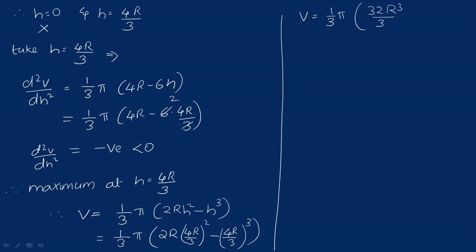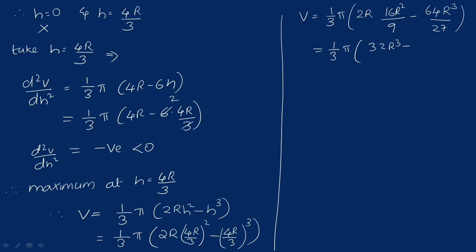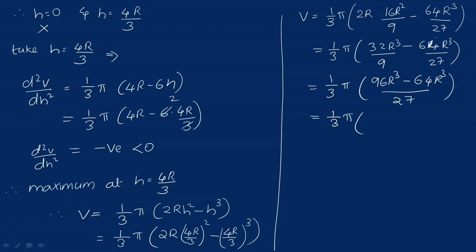Or we can write V is equal to 1 by 3 pi into 2r into 4r by 3 whole square, that is 16r square by 9, minus 4r by 3 whole cube, that is 64r cube by 27. Or we can write 1 by 3 pi into 16 into 2, that is 32r cube by 9 minus 64r cube by 27. Now making common denominator 27, multiplying 3 with the 32r cube by 9, we have 1 by 3 pi into 96r cube minus 64r cube by 27, or 1 by 3 pi into 96 minus 64, that is 32r cube by 27.